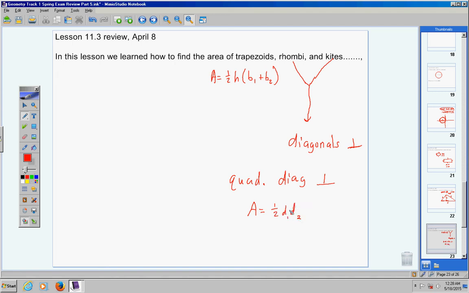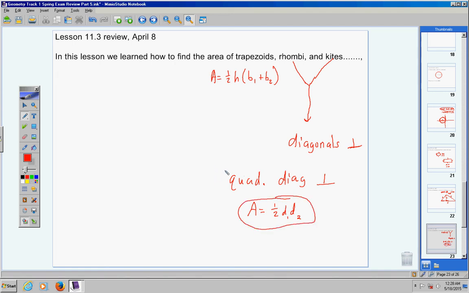Okay, so again, this only works on quadrilaterals whose diagonals are perpendicular, but anytime you have a quadrilateral with perpendicular diagonals, then you can use this formula for sure. Okay, so use it for sure.